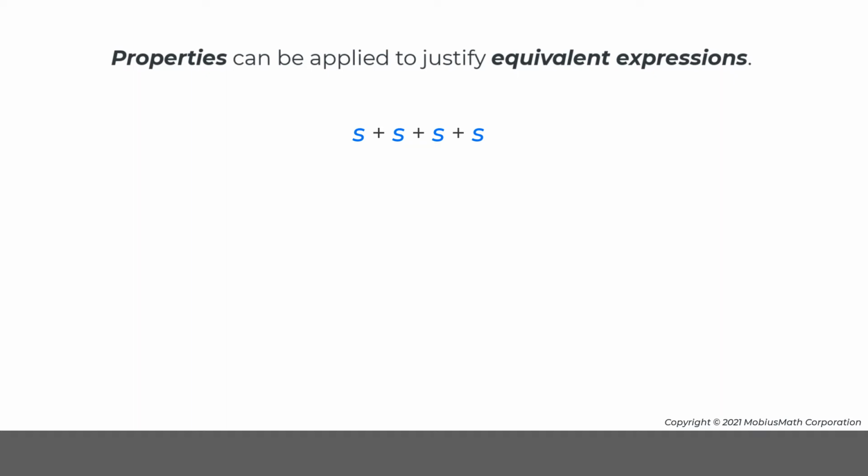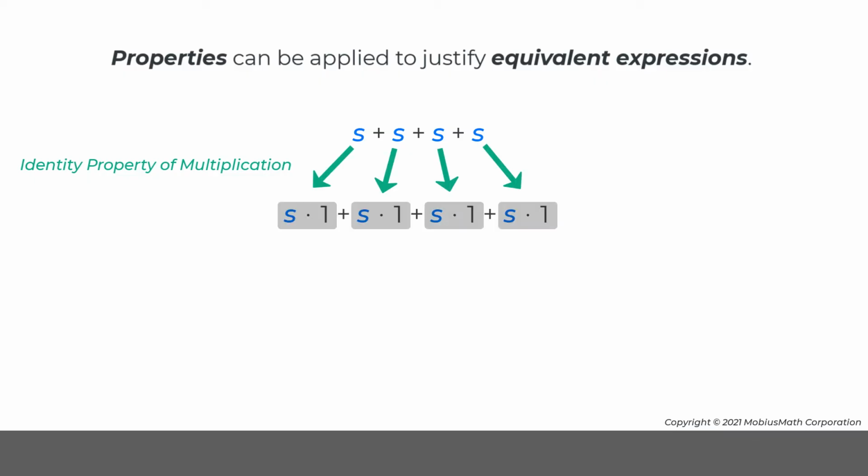Properties can be applied to justify equivalent expressions. For example, the addition expression for calculating the perimeter of a square can be rewritten by applying the identity property of multiplication. So, for each term in this expression, s is equivalent to s times 1.